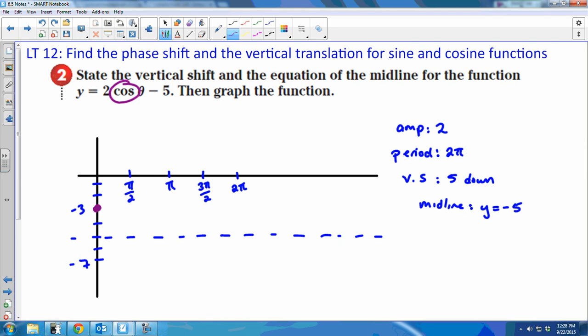Then after that, you'll go to the x-intercept, right? We don't have any x-intercepts. We have a new midline that's acting as our x-axis. So we're going to go to our x-axis, our fake x-axis. And then we're going to go to our minimum value, which is -7. And then back to our fake x-axis, and then back to the maximum. So it's the same thing we've been graphing. We just shifted it downwards.